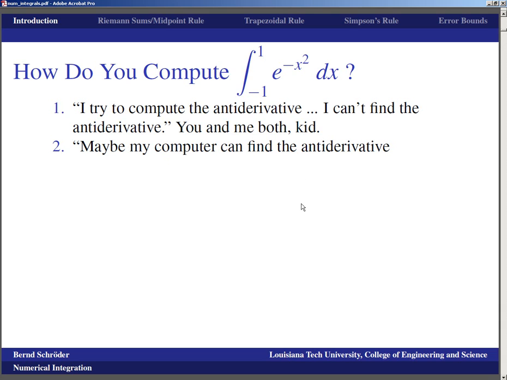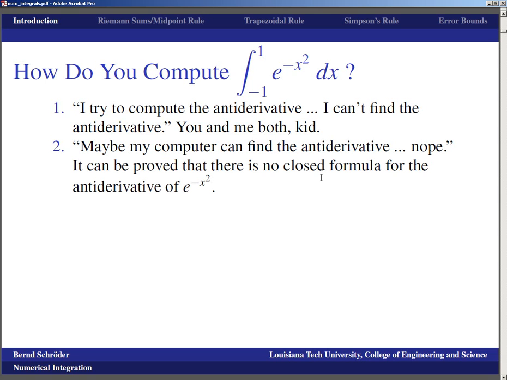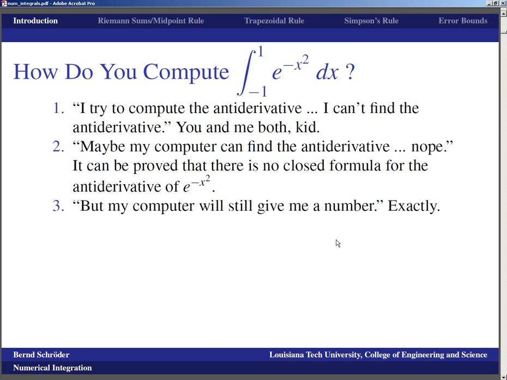I'm not going to go through that because, well, the computer can't do it either, unless the computer takes something like a sidestep, such as using the fundamental theorem of calculus in the derivative form or so. And it actually turns out that it can be proved that there is no closed formula for the antiderivative of e to the negative x squared. So that means finding the antiderivative and plugging in the bounds, that's out. But my computer will still give me a number for this thing, right? It will give me a number for the definite integral, and that's exactly the point of this presentation.